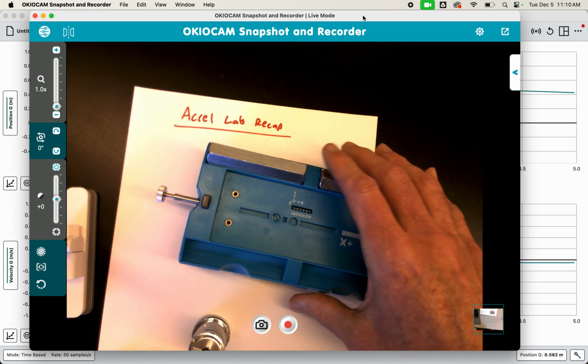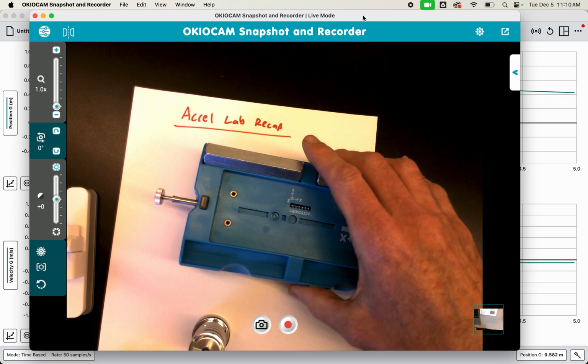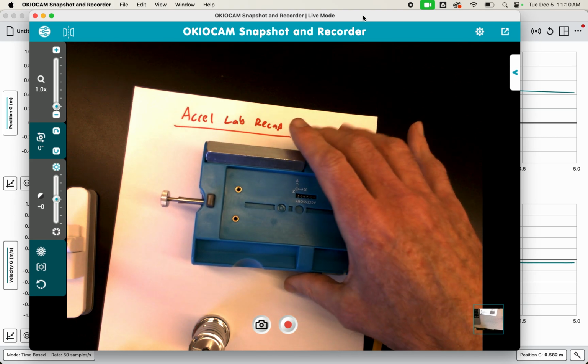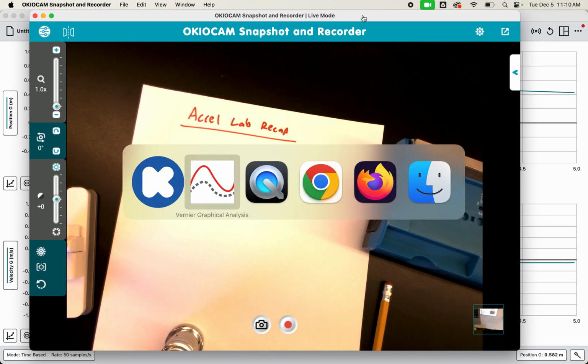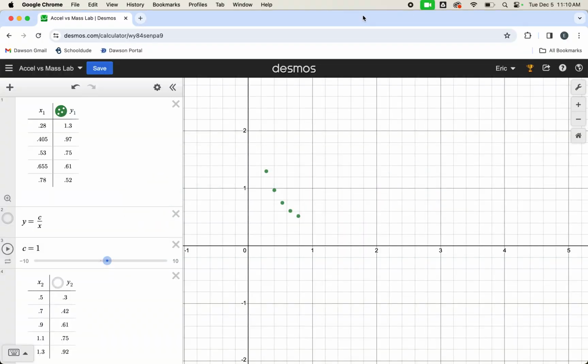Let me go over and look inside some sample data from Desmos. Where's my Desmos? It's going to be here. Okay, so we had two different parts to the lab. In the first part of the lab, we were adding more and more mass to the top of the cart. And that's what I have graphed up here. This is just some sample data.